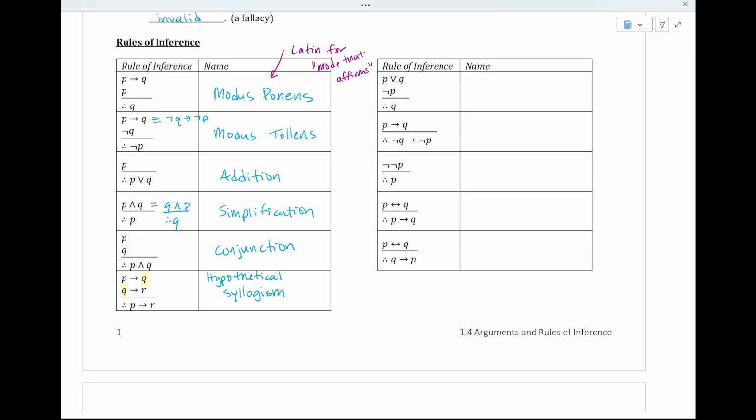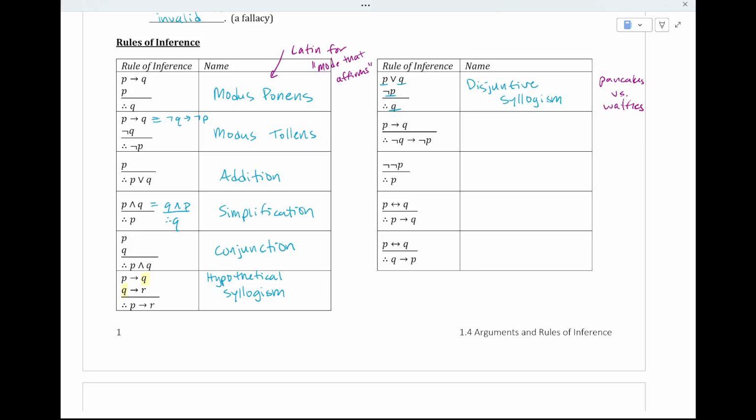Next one, P or Q, not P, therefore Q. This is like saying for breakfast, you can have either pancakes or waffles. And then you say, well, I don't want pancakes. Well, then you're going to get waffles. This one's called disjunctive syllogism. It's pancakes or waffles. Throw in some crepes in there. I do love some crepes.